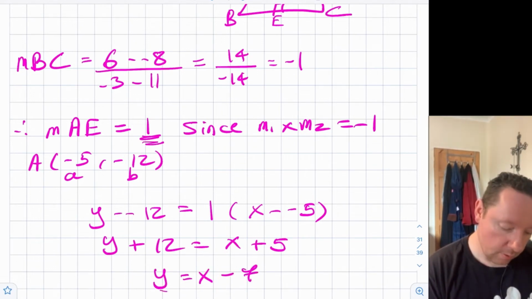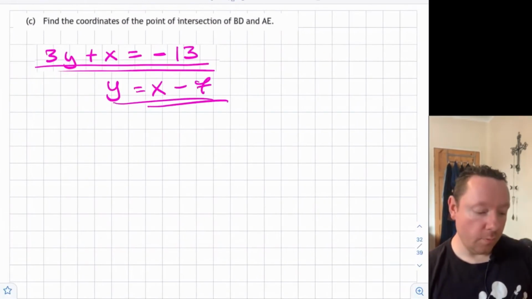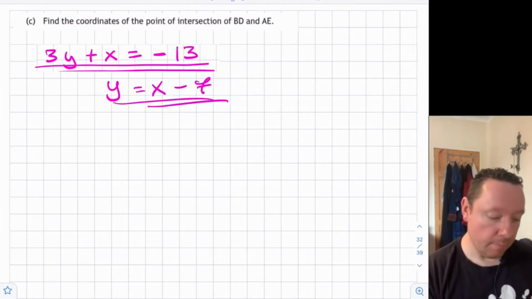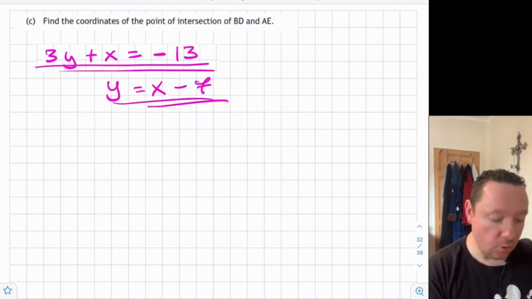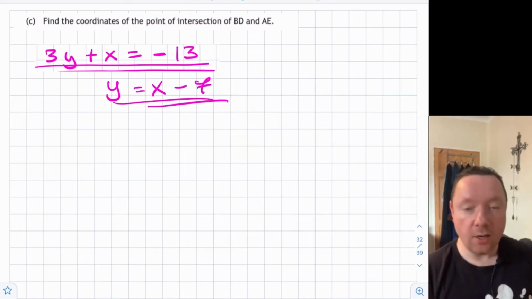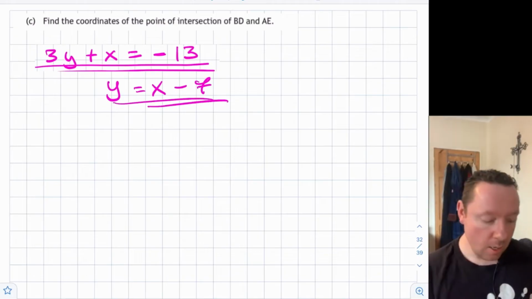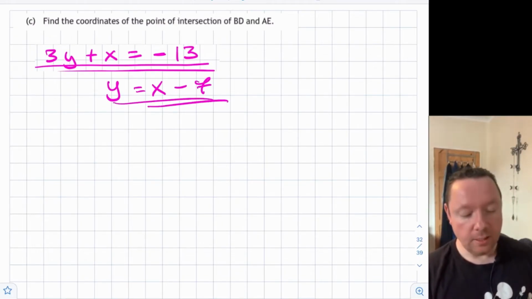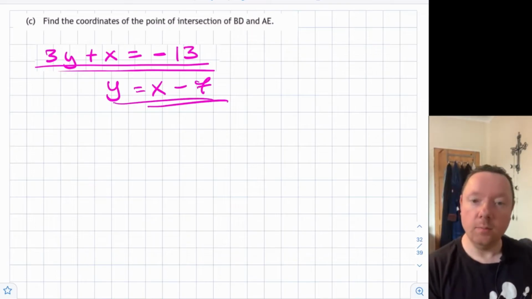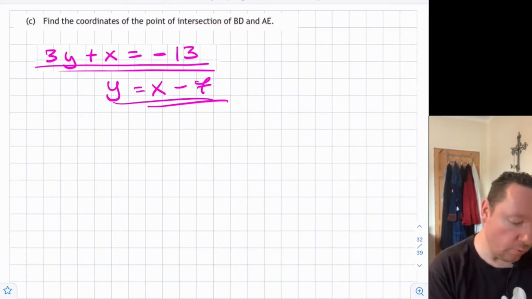Okay, find the coordinates of the point of intersection between BD and AE. Now, I've deliberately made it so that my two equations look different just to show you something. You cannot immediately take these away or add them. You can, but you want everything over the same side of each equation before you do that. So you've got two options. You make them both y equals or x equals. Or if it's ever in this situation where you've got a multiple of y, you might as well make the bottom one move to the left-hand side, the y's and x's, so you've just got equals a number. So I'm just going to do that now.